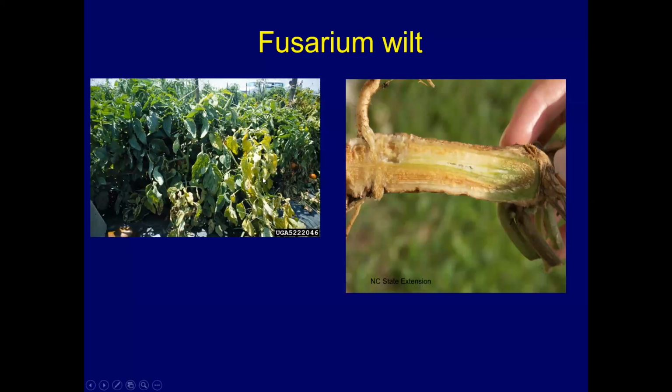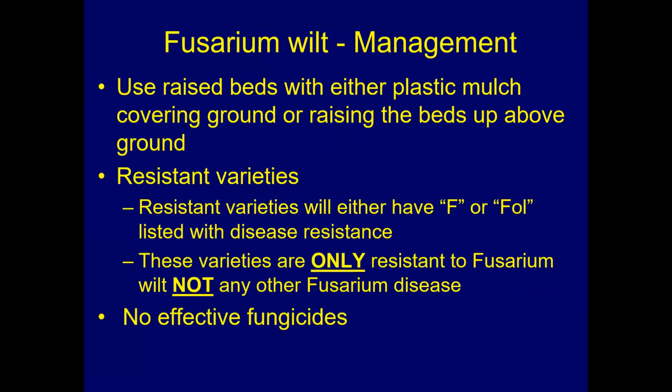You also see the initial wilting. This was a lot of what we saw last year, wilting, yellowing of leaves, and dieback of leaves. To manage Fusarium wilt, use raised beds, if you have a problem persistently in your yard or on your small farm, and line them either with plastic mulch, so they're not getting in contact with the bare ground where you had the problem before, or if you can raise the beds above ground and use soil or a potting mix that has not been exposed to any of these Fusarium.